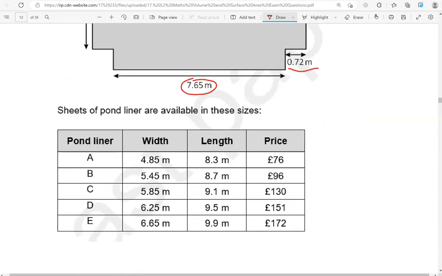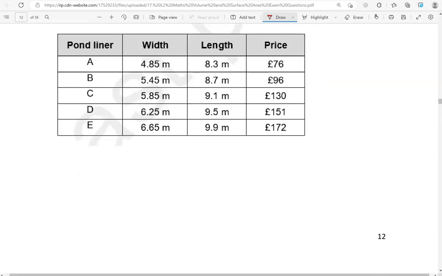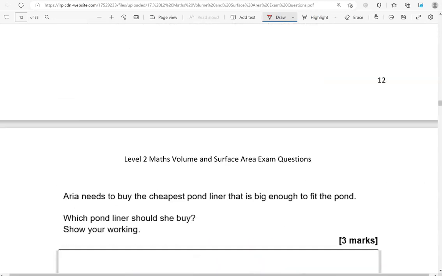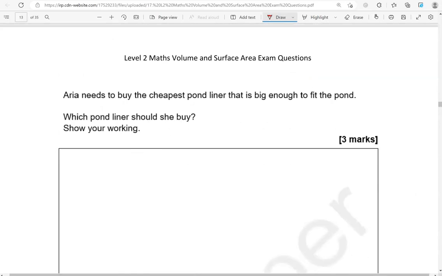Sheets of pond liner are available in these sizes. We've got A, width, length and price, B, C, D and E, so dimensions for each of them. Aria needs to buy the cheapest pond liner that is big enough to fit the pond. Which pond liner should she buy? Show your working.